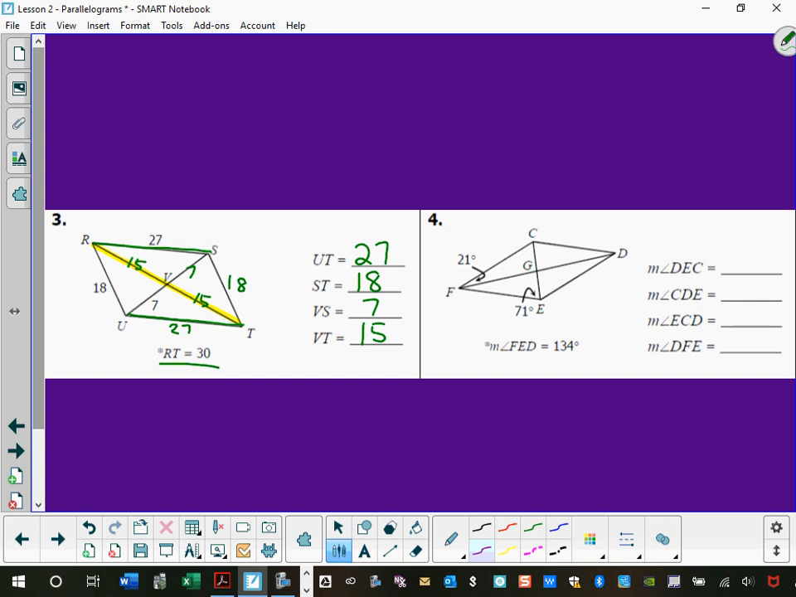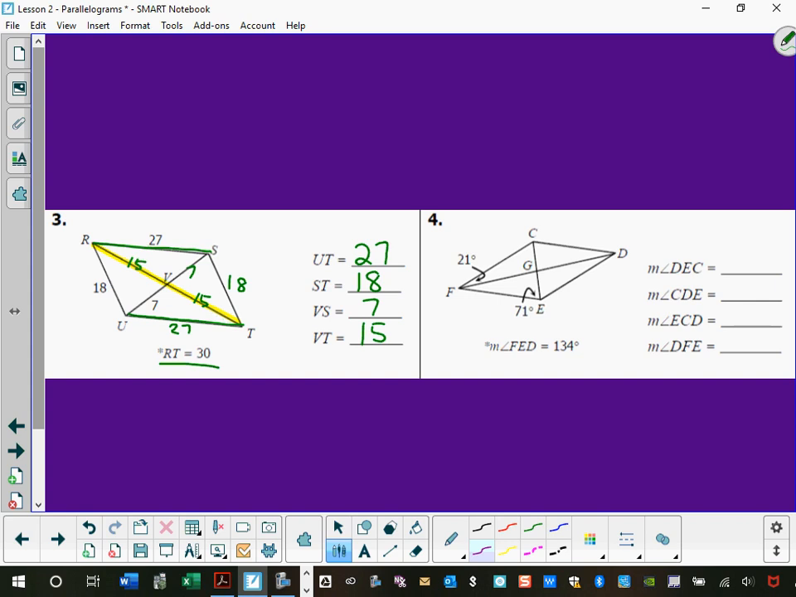What I don't want you guys to do is look and say, if VS is 7, then the other 2 lines have to be 7 too. That is not how this works. That's how it works for a square, but not for any other parallelogram. So make sure you're paying attention to little details they tell us.